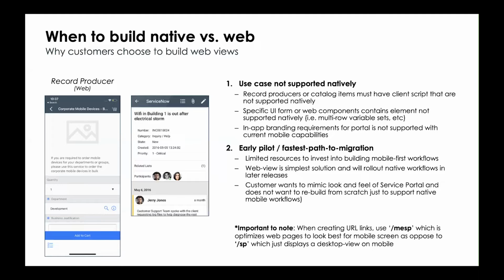And just to go through a few of these, you might have record producers or catalog items that have client scripting that is not supported today on mobile. The only way to display it is by using a web screen to open up a URL within the ServiceNow mobile app. Or maybe there's a specific UI form or web component that isn't supported natively yet. An example of that is multi-row variable sets, and we've used an Academy to show you a workaround on how to display it.